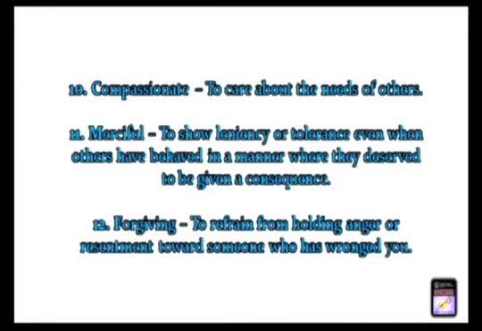Merciful means to show leniency or tolerance even when others have behaved in a manner where they deserved to be given a consequence. Tolerance, tolerating, putting up with. Okay, I think David talks a lot about that word tolerate, right? Tolerate. But it just means to put up with, to bear under something or to suffer something.